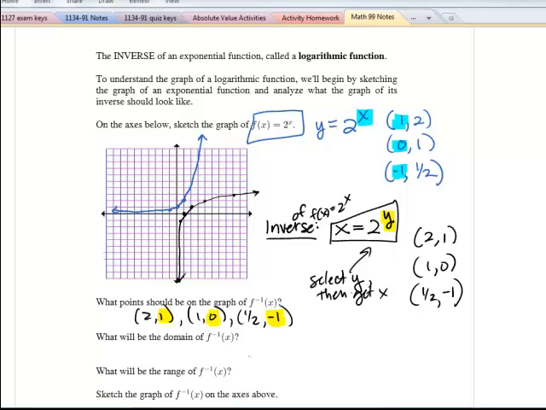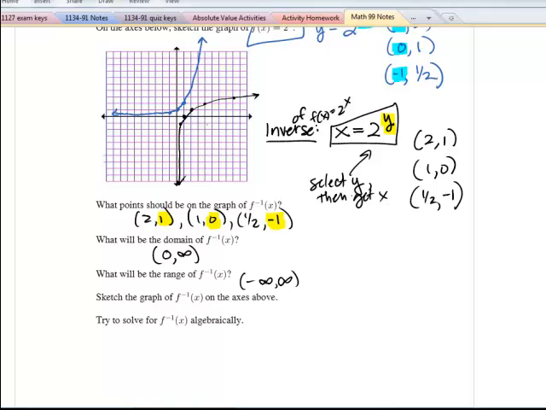The domain of the inverse is always the range of the original, so the domain should be 0 to infinity, just like it looks from the graph. The range should be the domain of the original, and the domain of the original was all reals. The range of this inverse will be all reals. It extends down and up, right?